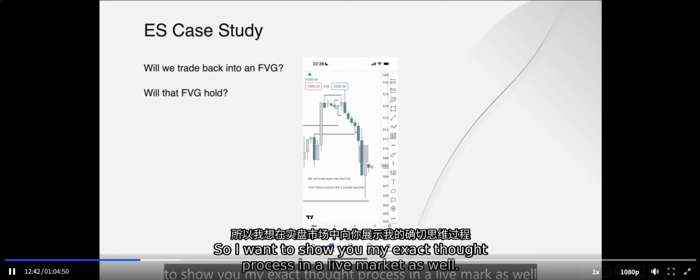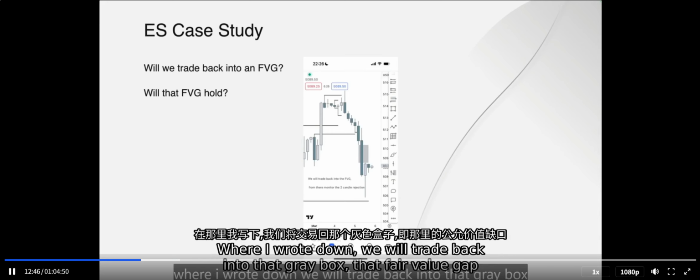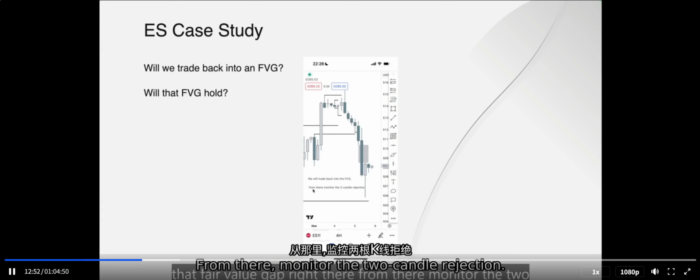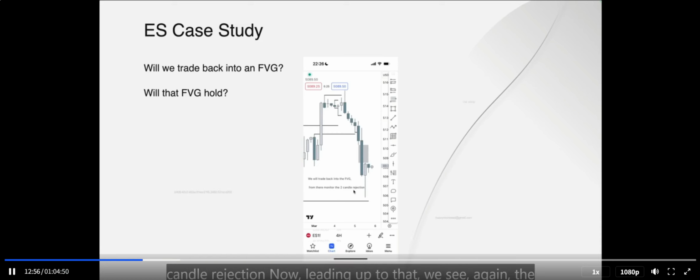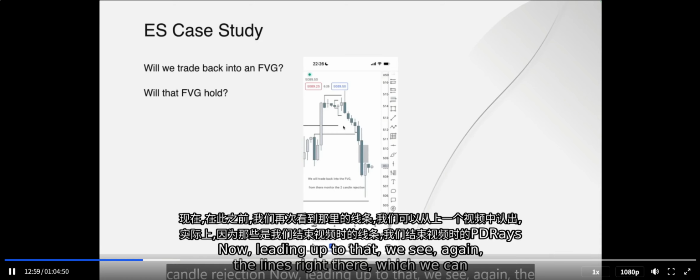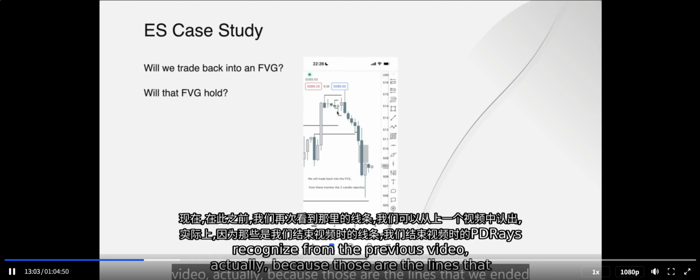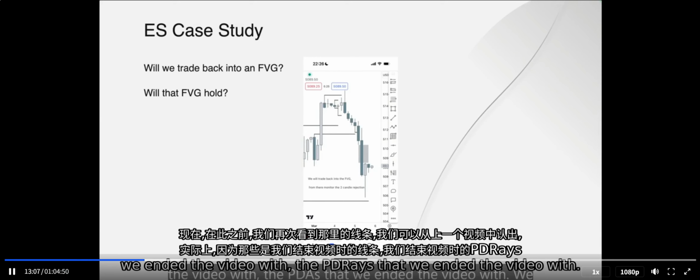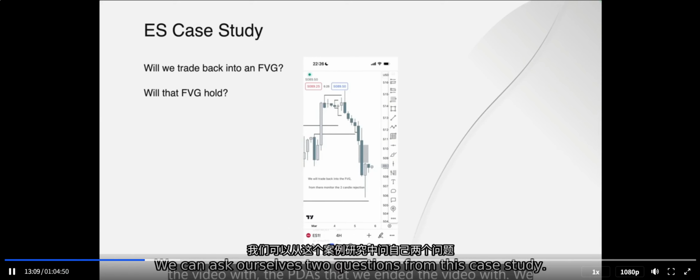So I want to show you my exact thought process in a live market as well, where I wrote down, we will trade back into that gray box, that fair value gap right there. From there, monitor the two candle rejection. Now, leading up to that, we see again the lines right there, which we can recognize from the previous video actually, because those are the lines that we ended the video with, the PD arrays that we ended the video with. We can ask ourselves two questions from this case study.